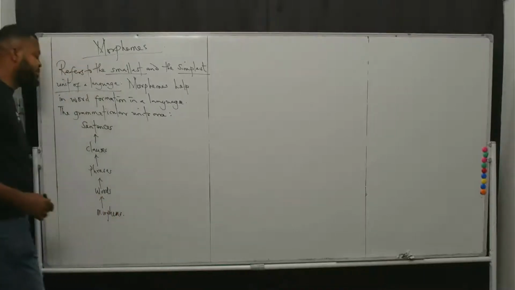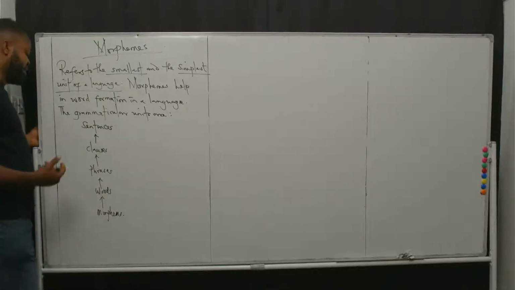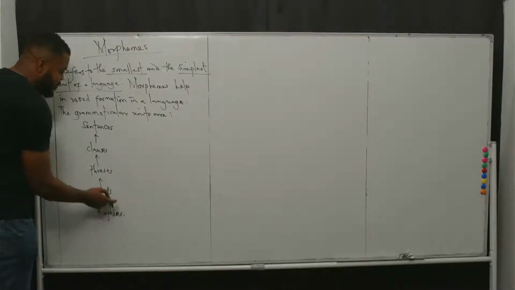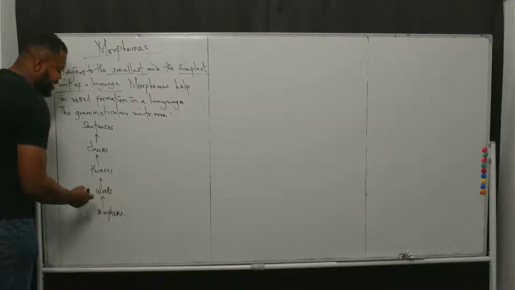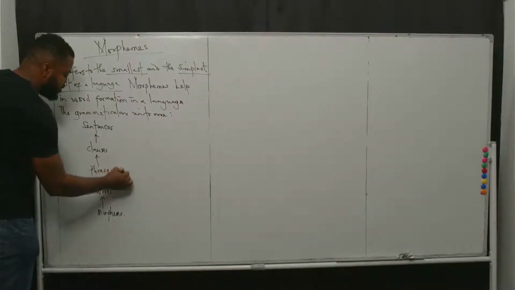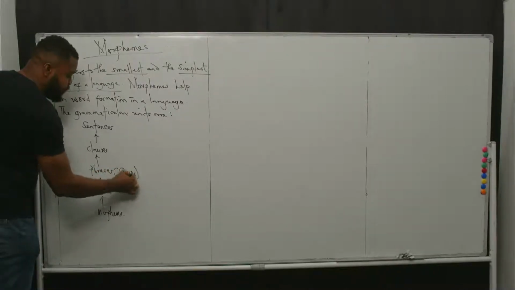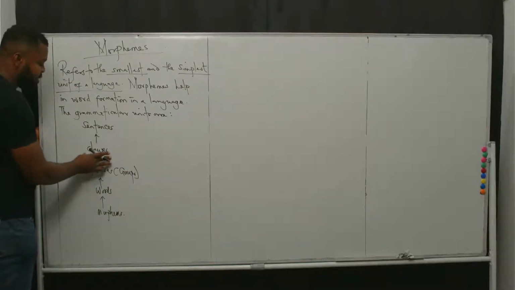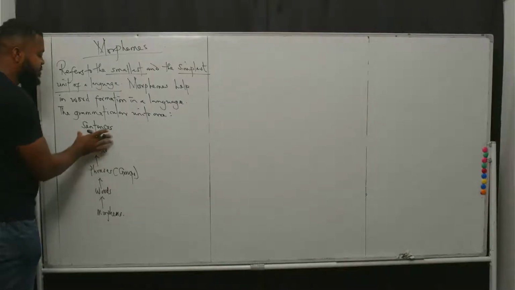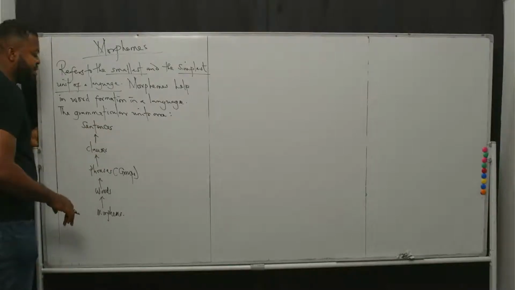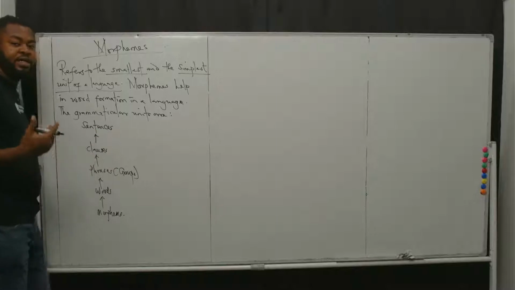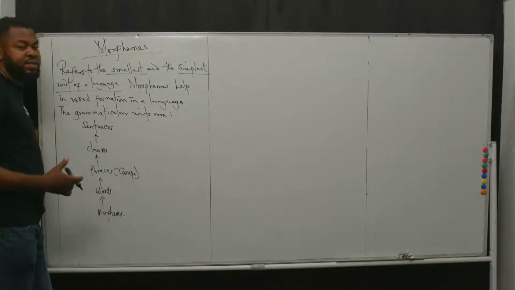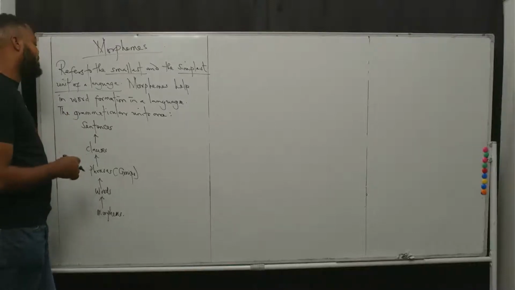Now, what does this simply mean? A group of morphemes will form words. A group of words will form phrases, which is otherwise known as groups. A group of phrases will form clauses, and a group of clauses will form sentences. So that's to tell you that the sentence is the highest grammatical unit, while the morpheme is the smallest or the least of the grammatical units.